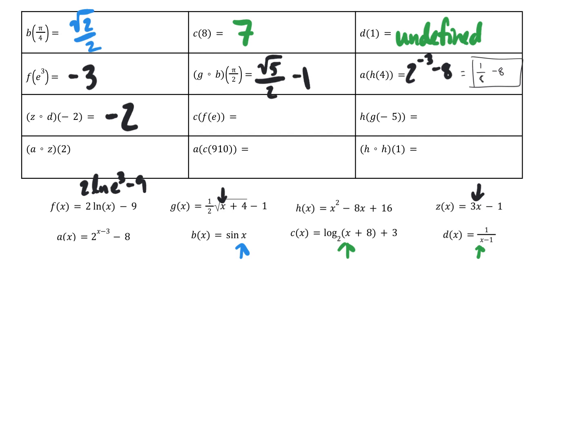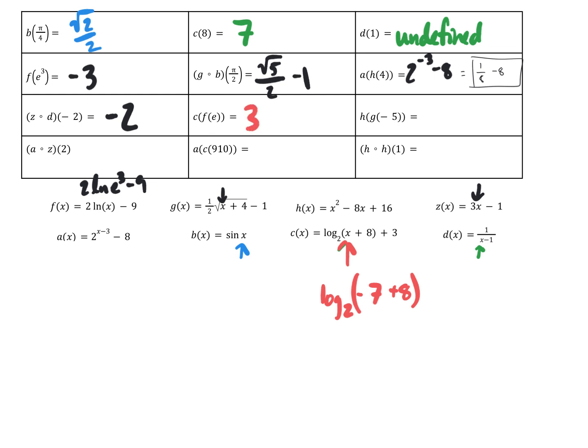F of e. F of e is 2 times 1 minus 9. So 2 minus 9 is negative 7. So I got to do c of negative 7. C of negative 7 is going here. Okay, so log base 2 of negative 7 plus 8. Well, negative 7 plus 8 is 1. Log base 2 of 1 is 0. 0 plus 3 is 3.